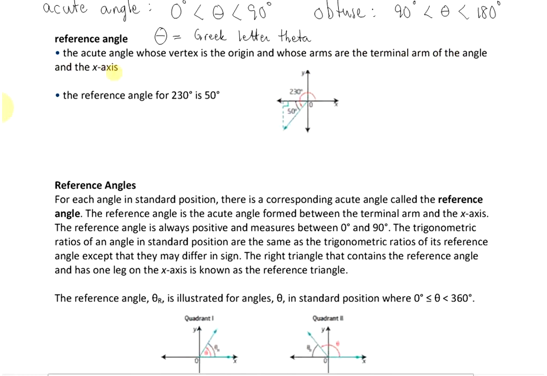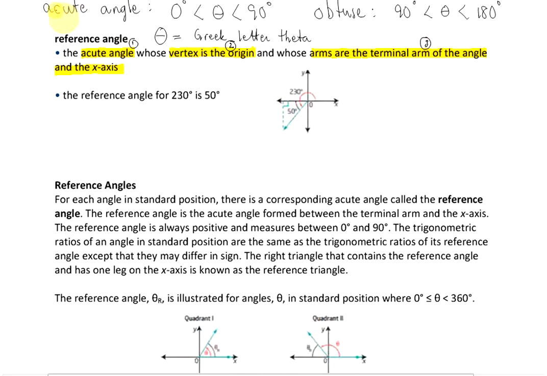So there are three things that are important here. One, that our reference angle is acute. Two, that its vertex is the origin. And three, that its arms are the terminal arm of the angle and the x-axis. Okay, so 1, 2, and 3.